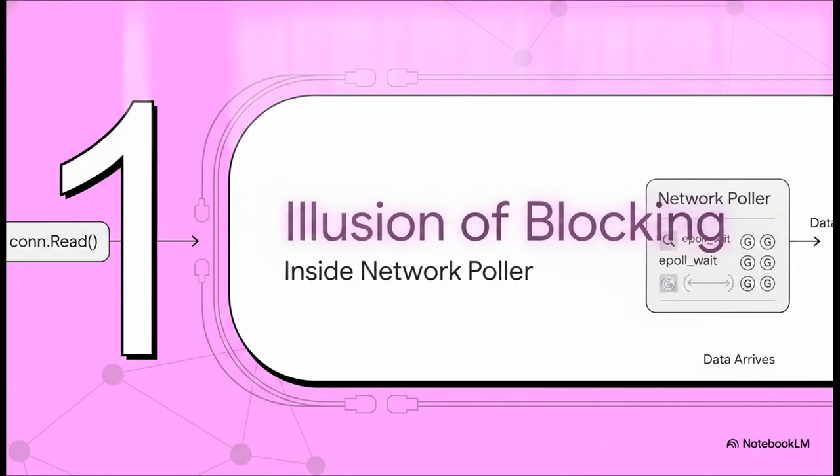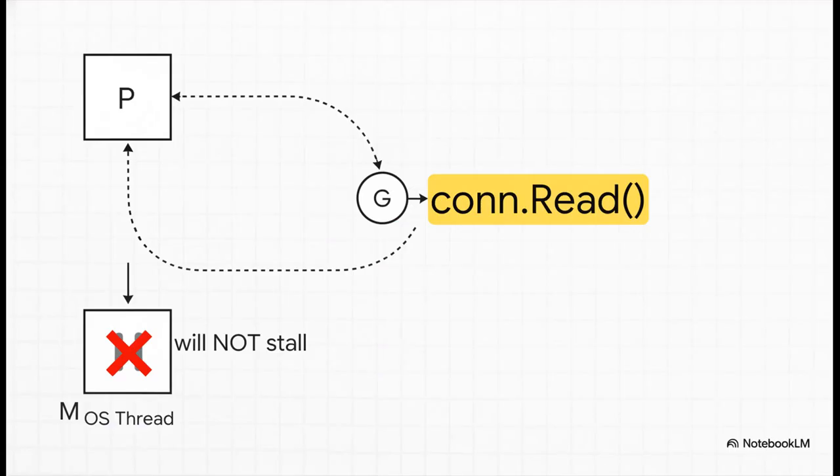Section 1. The illusion of blocking inside the network poller. Picture this. Imagine a single goroutine currently running on your processor. It's happily executing user code, and suddenly it hits a standard conn.Read function. It needs to read data from a network connection. Now, in a traditional system, this triggers a blocking system call. The thread reaches out to the network card and just waits. It completely stalls until the data arrives.